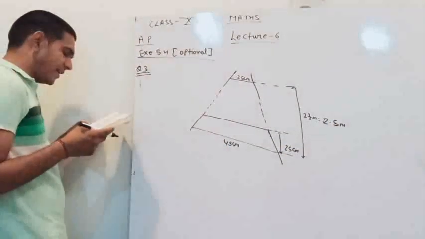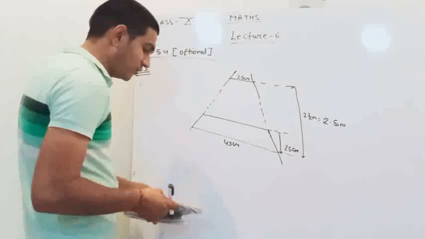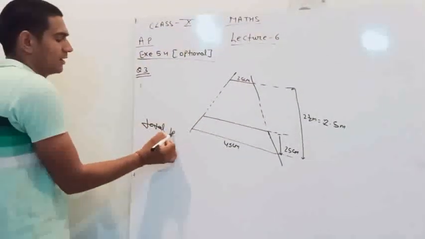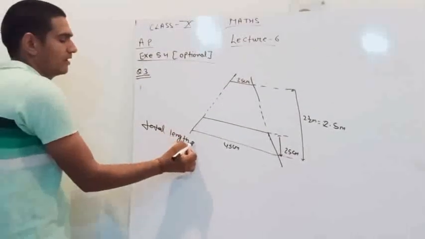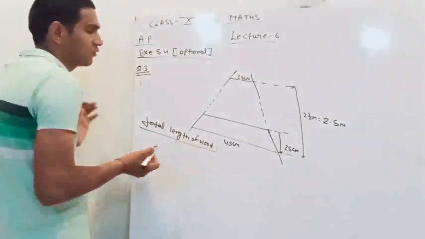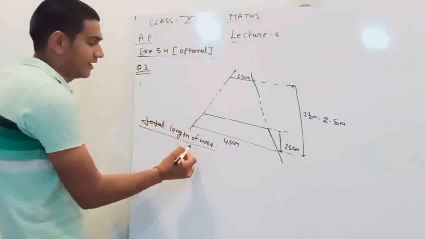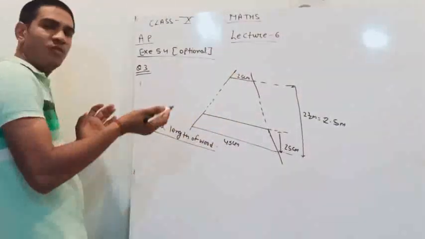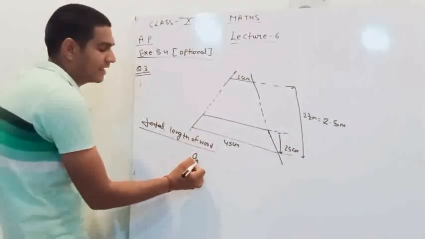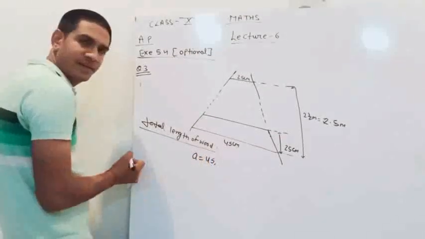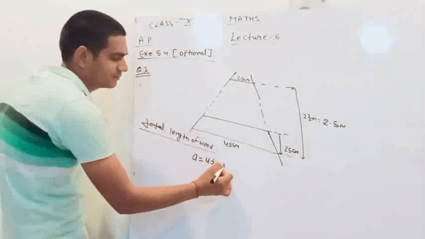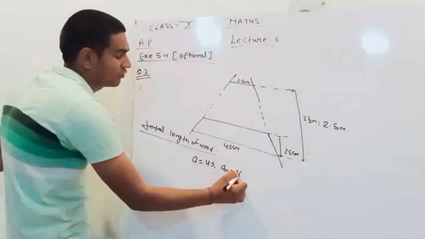Now we will find out what is the total length of the wood. So we will calculate here the total length of wood. How will we calculate the total length of the wood? Firstly, these form an AP uniformly. So that is an AP, and in the AP a is equal to 45. And what is the last? Top, an is equal to 25.